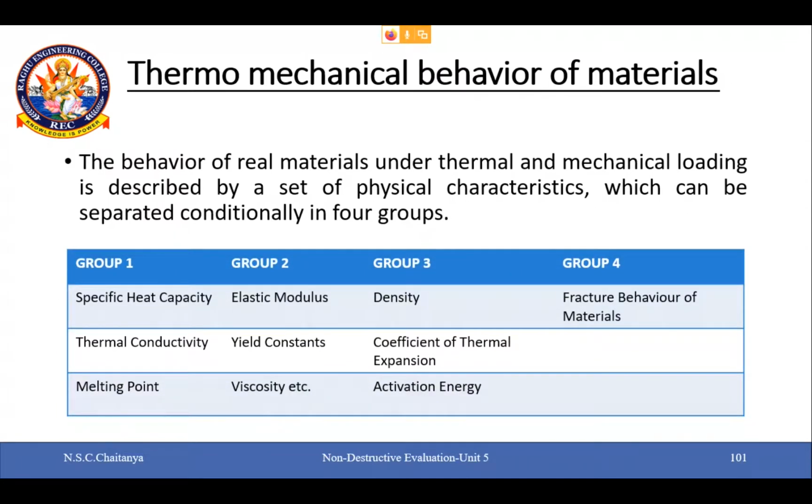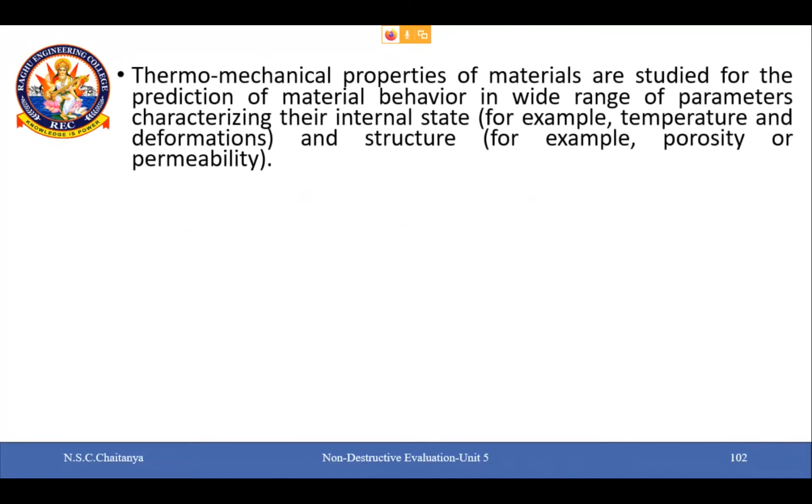In the first group, the properties are specific heat capacity, thermal conductivity, and melting point. Under group 2, elastic modulus, yield constants, viscosity, etc. All these come under your group 2. In your group 3, density, coefficient of thermal expansion, activation energy. All these three come under your group 3. Whereas in your group 4, fracture behavior of materials comes. We are going to go to the next slide, 102.